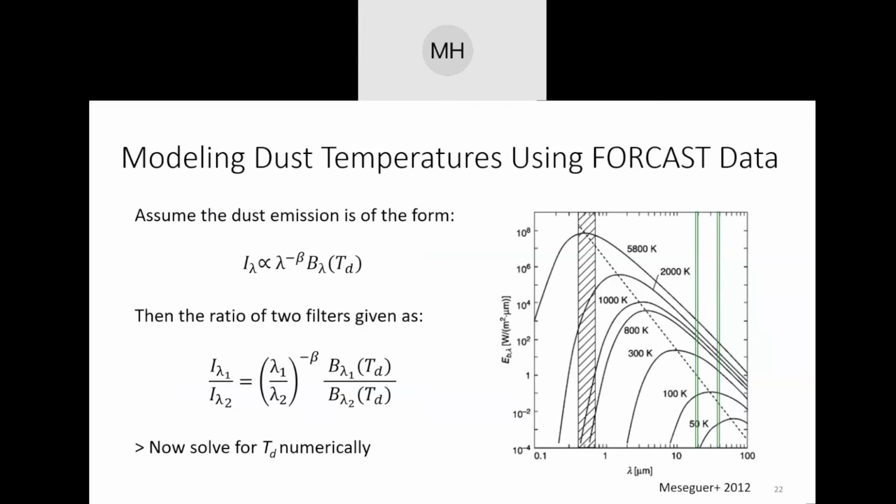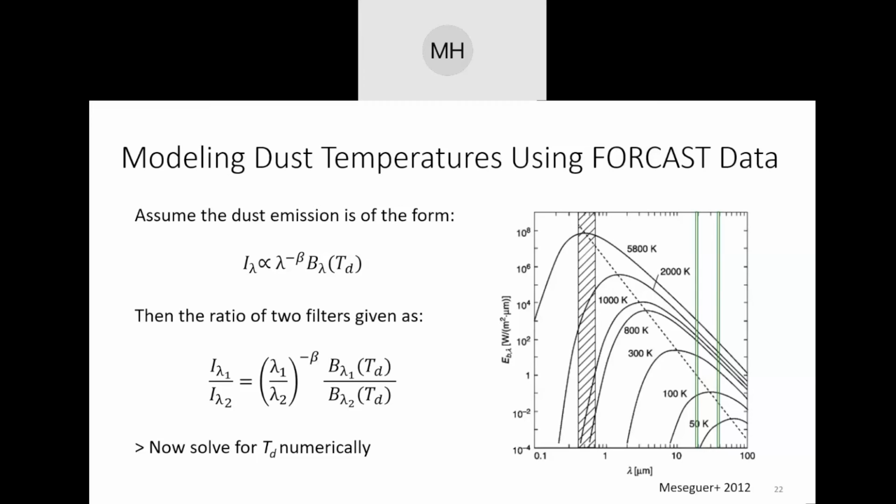So, like I said, I promised to get beyond just talking about morphology. So let's actually talk about how you can use FORCAST data to do a more detailed study looking at dust temperatures. And so frequently, one of the analysis tools that we use with FORCAST data is creating a dust temperature model, or I often call it a temperature map, essentially.